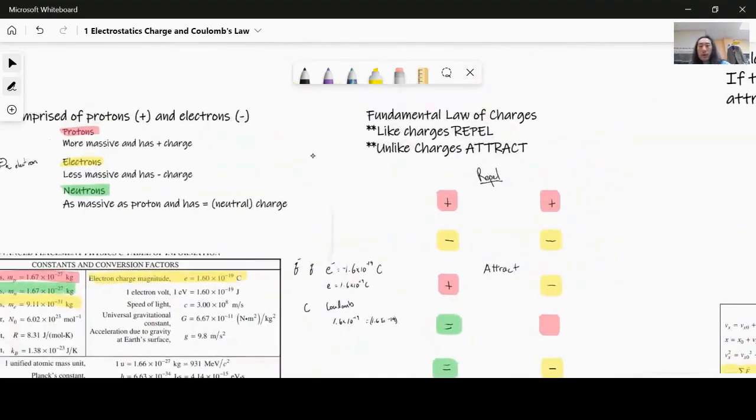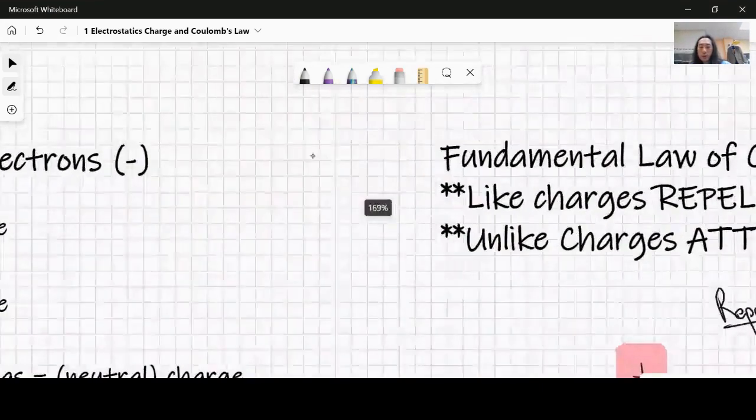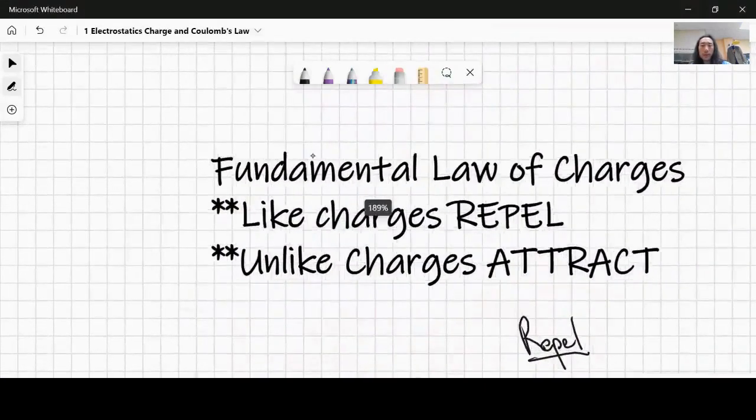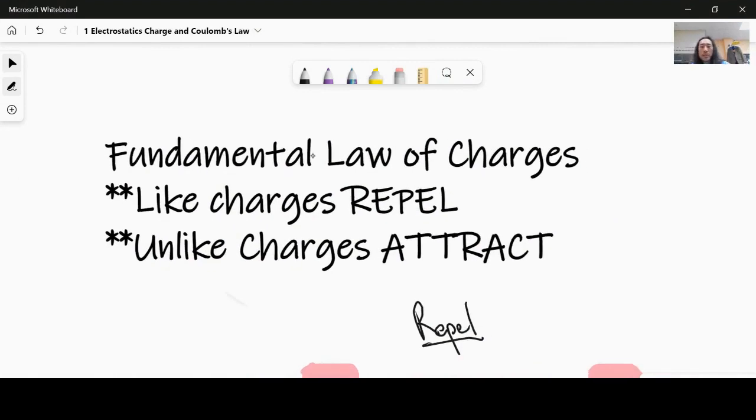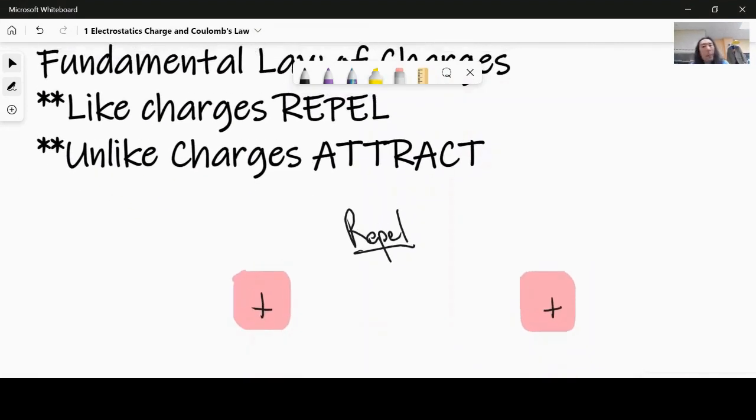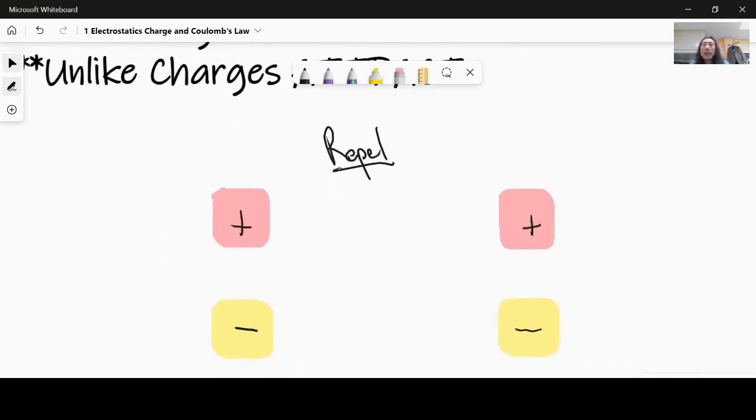Now let's go into the fundamental law of charges. Now this is something that you should have covered back in chemistry, but just in case, let's go over this. One, like charges always repel, and unlike charges always attract. Now, when I say like charges, the first one we have is a positive charge and a positive charge, or a positively charged object and a positively charged object. Those two objects will always repel, followed by the negatively charged object and a negatively charged object. Those will always repel.